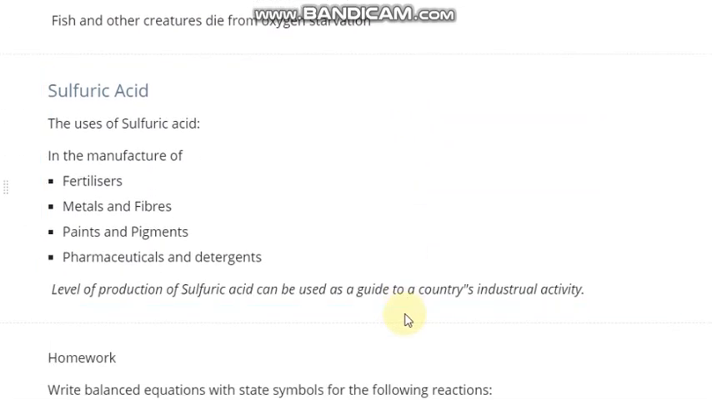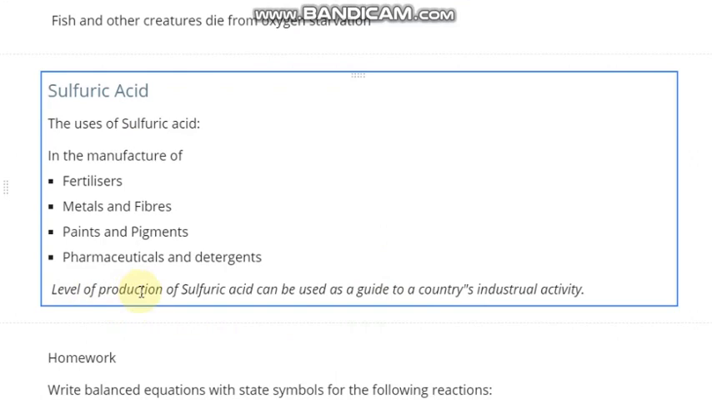Sulfuric acid is a very important acid that is used in industry, and the level of production of sulfuric acid can be used as a guide for a country's industrial activity. Here we have listed some main uses of sulfuric acid. It is used for the production of fertilizers, metal production and fiber production, and it is used in paint and pigment production, and most importantly, it is used to produce pharmaceuticals and detergents.